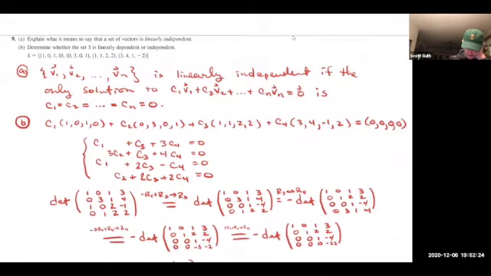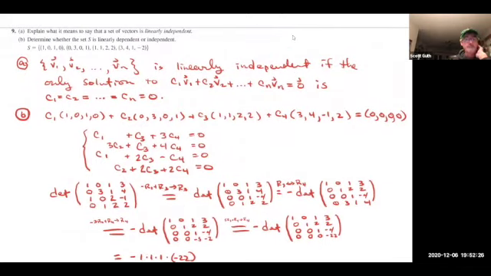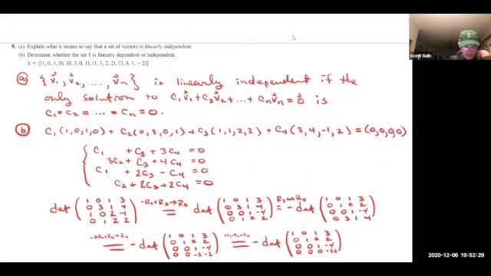Okay, so next, number 9 looks a little bit more involved. First of all, it says in part A to explain what it means for a set of vectors to be linearly independent. So this is just the definition, and there's lots of theorems about linear independence, but I just started by giving the definition. A set of vectors is linearly independent if the only solution to c1v1 plus c2v2 plus dot dot dot plus cnvn equals 0 is that all the scalars have to be 0, which is the trivial solution.